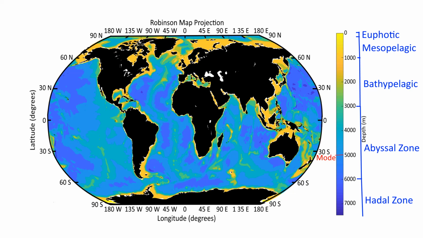The most important thing to remember about these ocean zones is that the Euphotic Zone has the most energy because it can absorb it from the sun, and that fuels all of the other ecosystems, going all the way down to the Hadal Zone, which has the least energy of all of the zones and the least life.